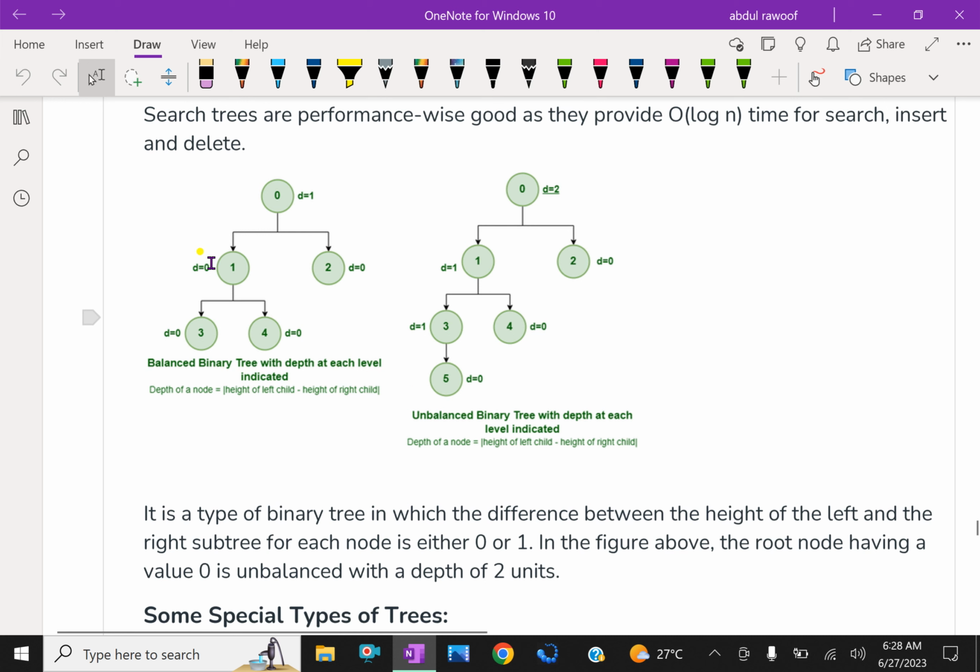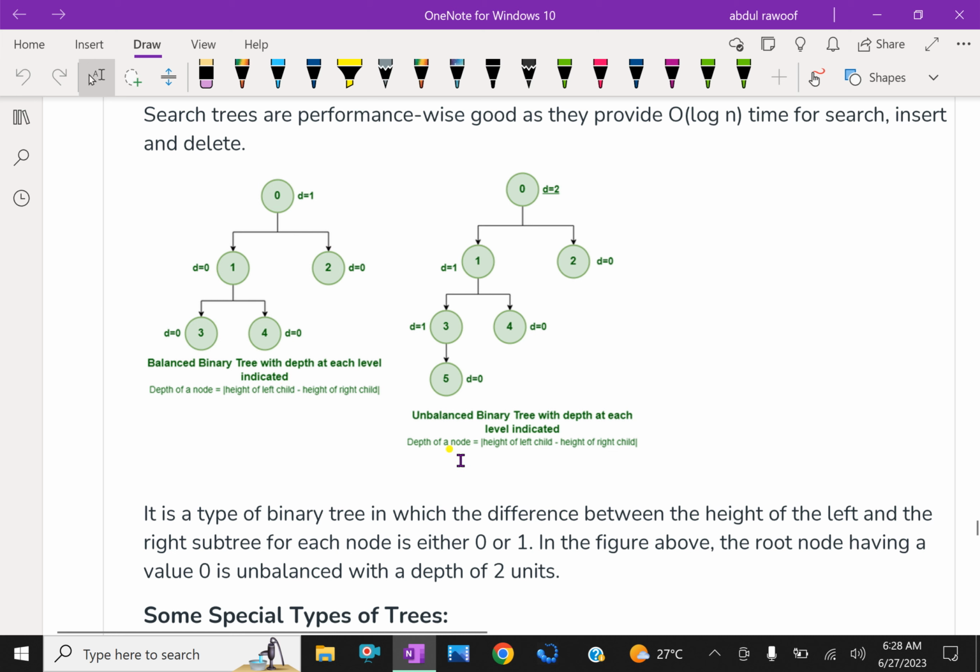Here depth is 0, here also depth is 0, here depth is 1. For the unbalanced binary tree, with depth at each level indicated: here depth 2, here depth 1, here depth 0, depth 0. For this balanced binary tree, the depth of a node is equal to the height of the left child minus the height of the right child. Height of the left child minus height of the right child is the depth of the node.